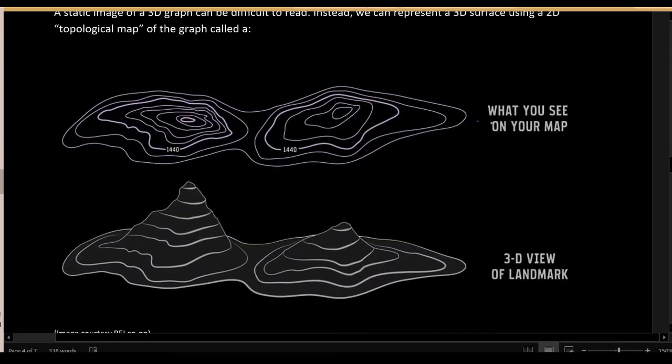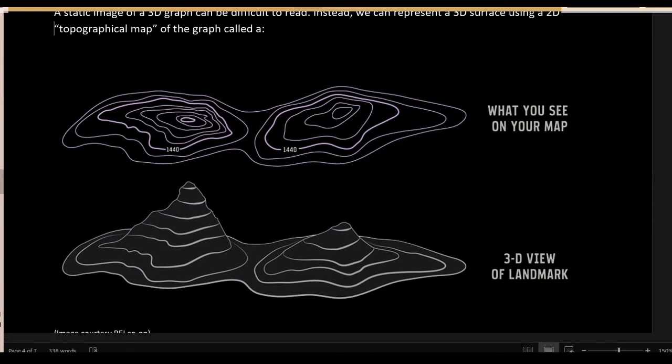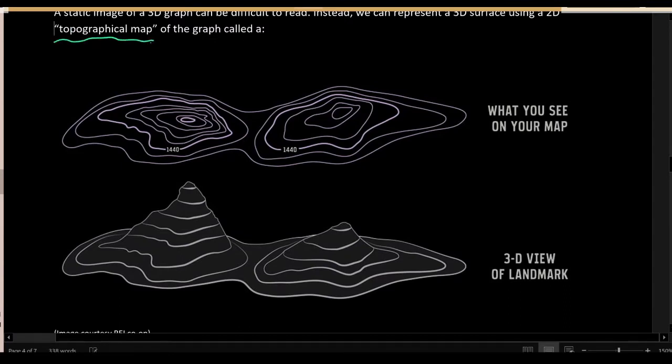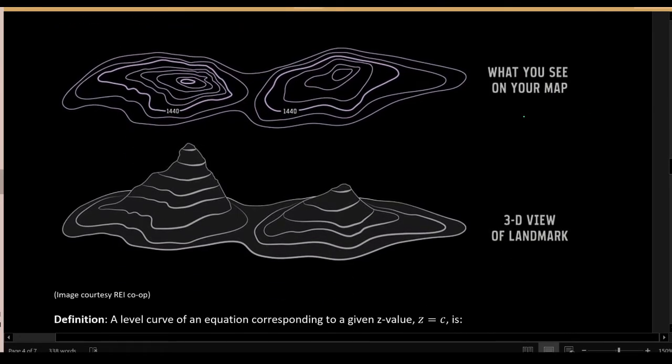Now, this is the equivalent in real life of a so-called topographical map. I just had to correct that typo. Topographical map, not topological. That's a totally different thing. You won't study that for a good long time. A topographical map is used to represent terrain and different elevations of terrain in terms of an easy-to-read two-dimensional picture.